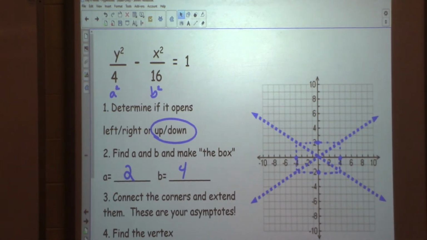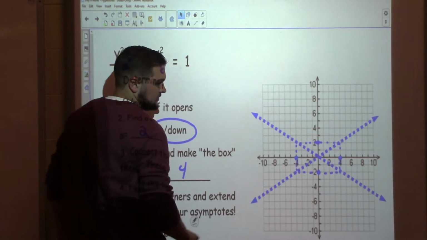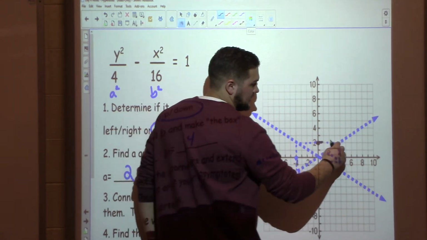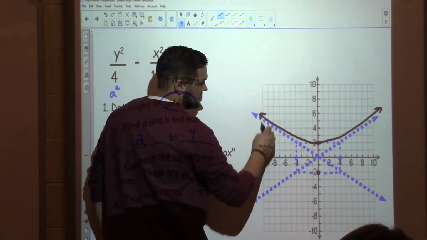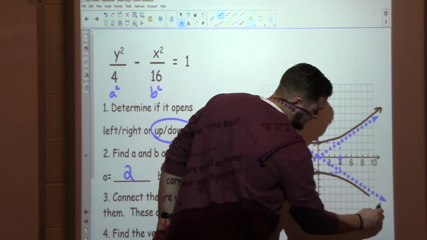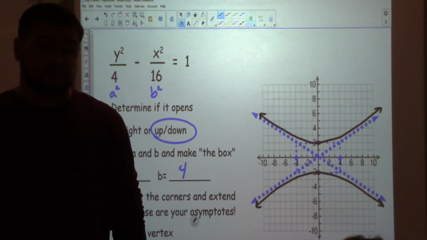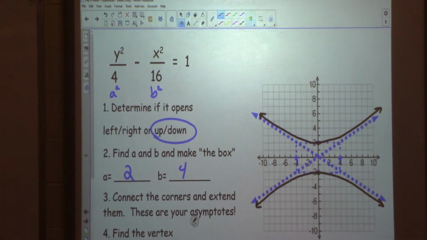Okay? And then we said it opens up and down. So I'm using the top and bottom points. I'm drawing lines that get really close to my asymptotes. Guys, our hyperbola should never cross those asymptotes we draw. Right? They're going to get really, really close to them, but they should not cross. Okay?